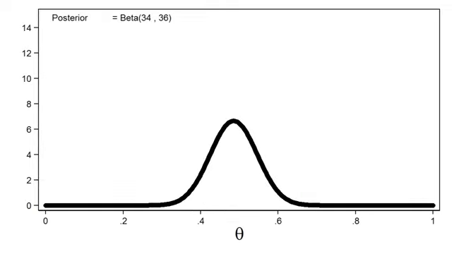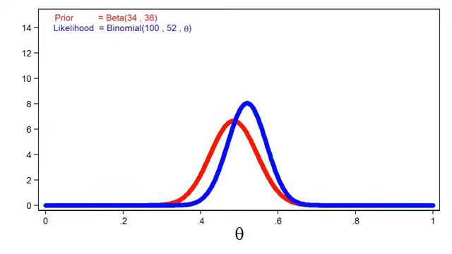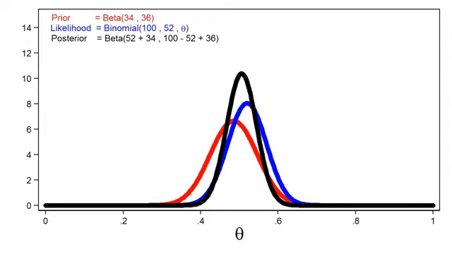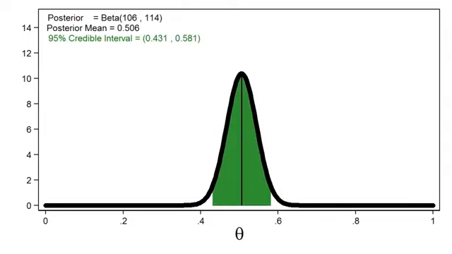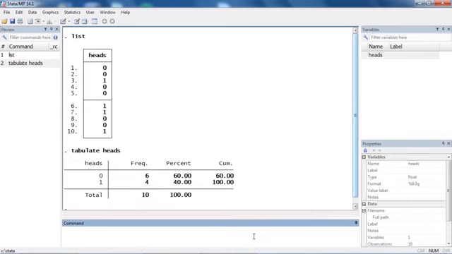One nice feature of the Bayesian approach to statistics is that the posterior distribution from a previous study can often serve as the prior distribution for subsequent studies. Here we've used the posterior distribution as the prior for an experiment with a sample size of 100. The resulting posterior from this experiment has an even narrower distribution, and we can then calculate the posterior mean and 95% credible interval for theta. So how do we do this in Stata?